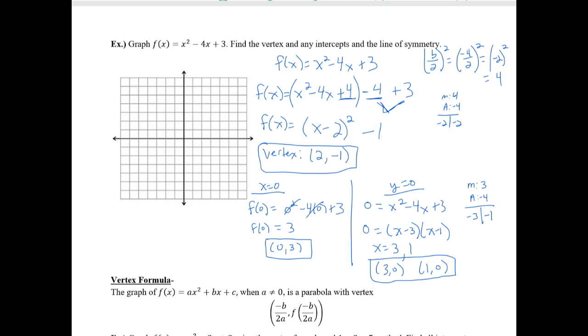Alright, so now I've got some points. I can plot them. I go over 2, down 1 on my axis. Over 2 on the x, down 1 on the y. And that's my vertex. The y-intercept is at 0, 3. So up 1, 2, 3 on the y-axis. And then my x-intercepts, I go over 1 on the x-axis and over 3 on the x-axis.